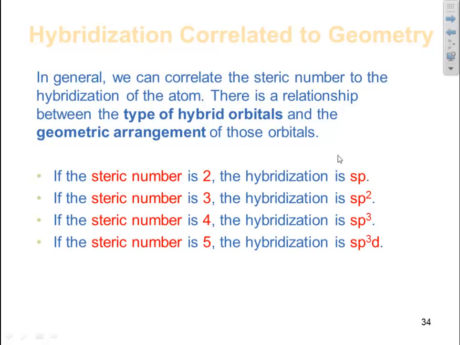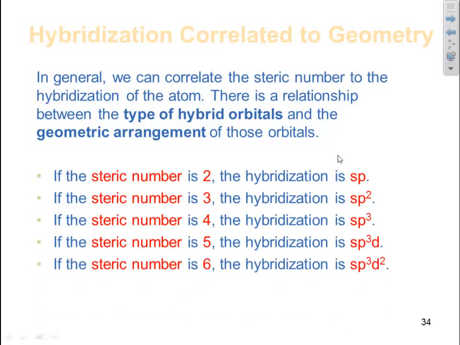5, sp3d. 6, sp3d2. You can memorize them, or you can see there's a real pattern here. Basically, you have one s every time, and then you increase p, p2, p3, until you finish the number of orbitals in p. Remember, there's 3 orbitals in p. Then you start the d's, d, d2, d3, etc.